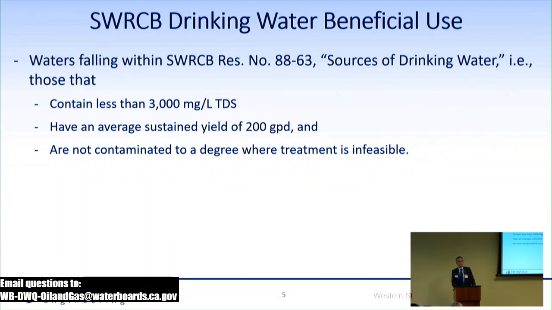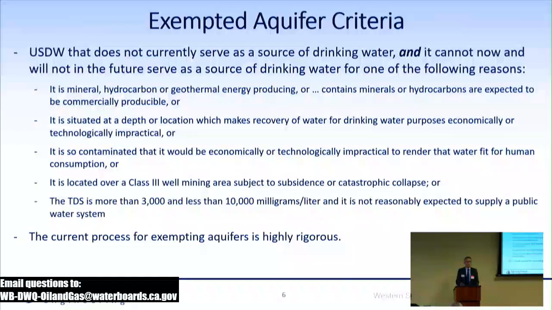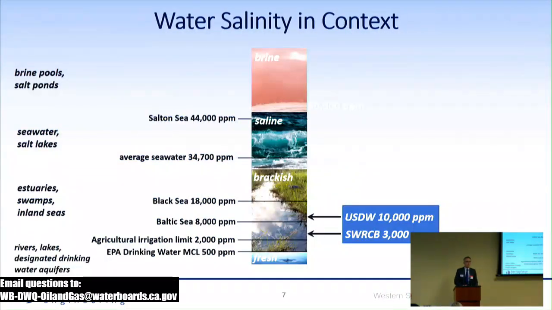Again, Dan mentioned the state definition of drinking water beneficial use, which is 3,000 milligrams per liter TDS, and must sustain an average yield of 200 gallons per day, and is not contaminated to a degree where treatment is infeasible. So, actually, I'm going to skip a slide here. I'm going to go to this slide here. I wanted to put those numbers in context.